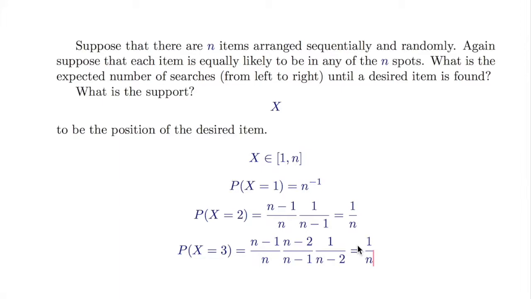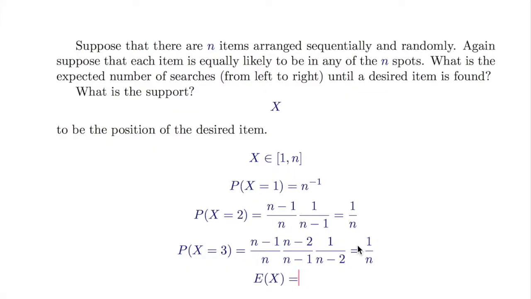So now we can just appeal to the expected value, and we can say that the expected value of x is just, by definition, n plus 1 over 2. And that's the expected number of items searched.